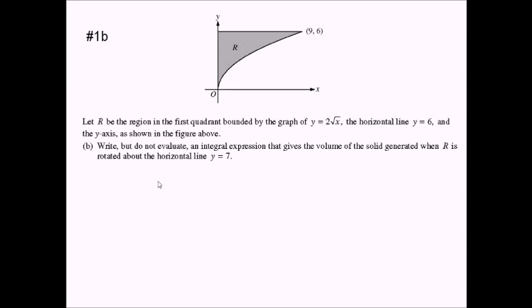For this part, they want us to write but not evaluate an integral that gives us the volume of the solid generated when R is revolved around the horizontal line y equals 7. I'm going to start by drawing that line just so I have a good visual of what's going on. So that's somewhere up here. We don't have to be too precise here.